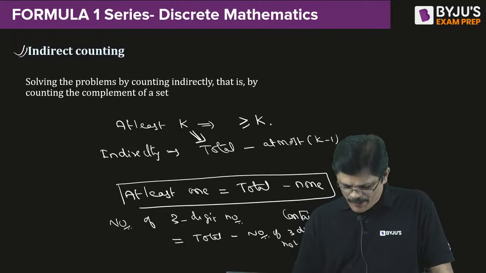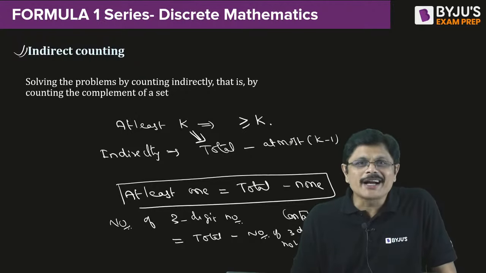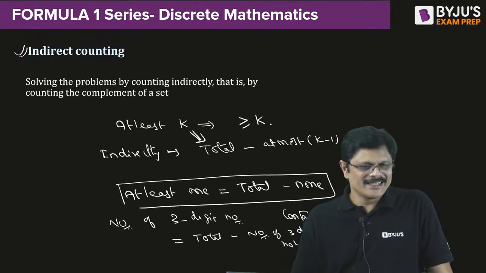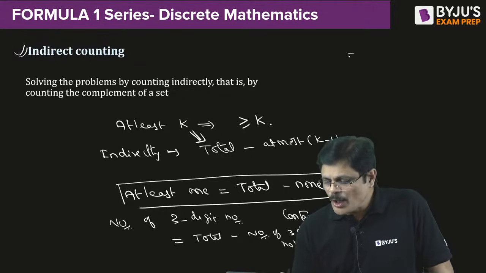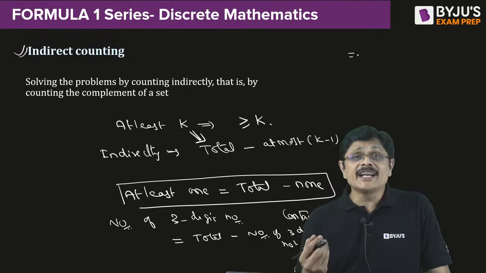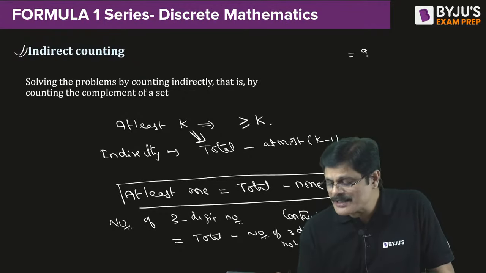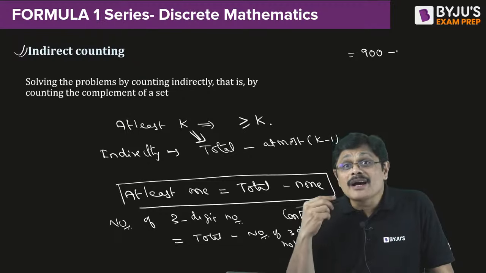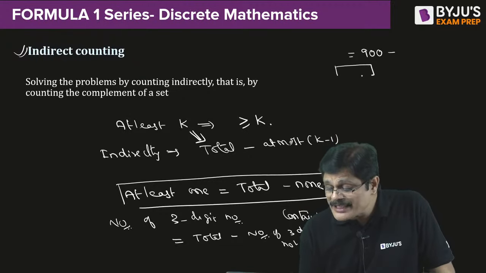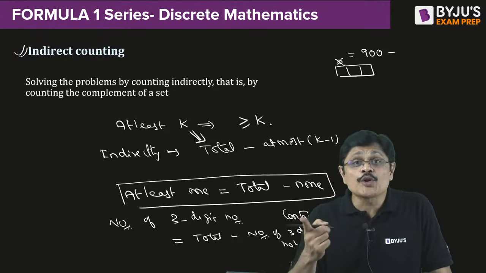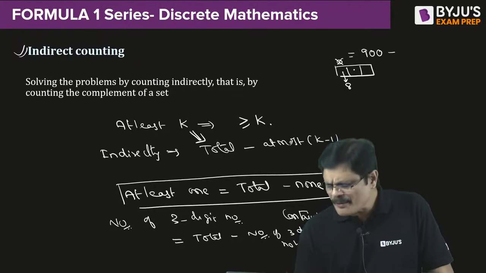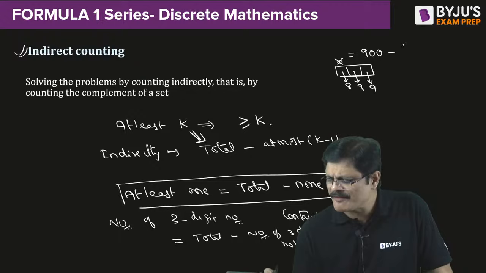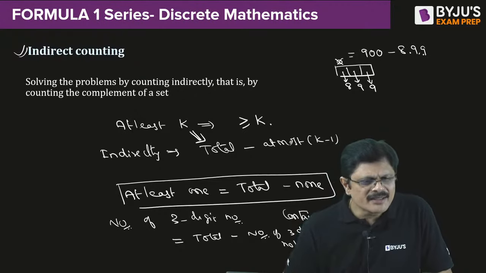Am I clear? Number of 3-digit numbers not containing 1. Is it clear? Hope you understand. So what will be that? Total, how many 3-digit numbers are there? The number of 3-digit numbers is 900. Now, not containing 1 means you are filling the 3 positions in which the first position cannot be 0 and it is also not containing 1. So for the first position we have 8 choices and for the remaining positions we have 9 and 9 choices, my dear friends. So it is 8 into 9 into 9. Am I clear?